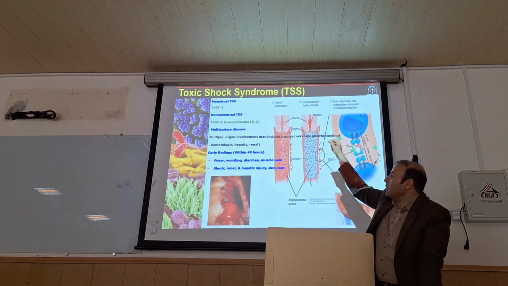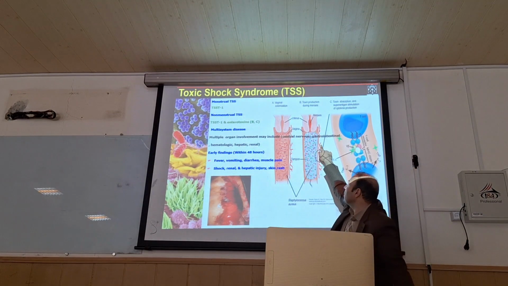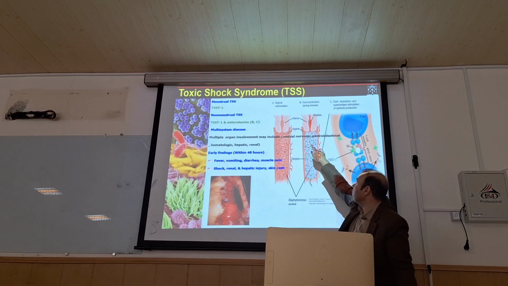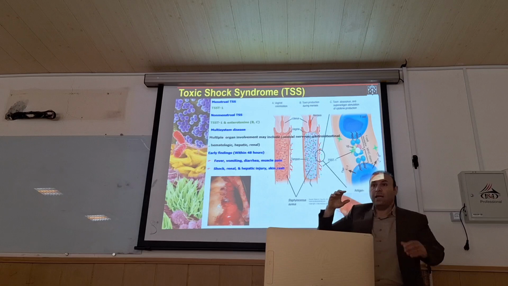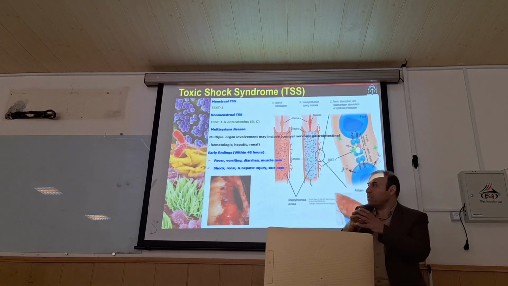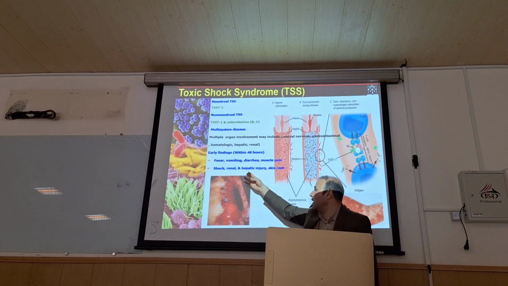TSS, or toxic shock syndrome, affects multiple organs, such as central nervous, gastrointestinal, renal, and hepatic. This disease is characterized by fever, vomiting, diarrhea, muscle pain, hepatic injury, and skin rash.